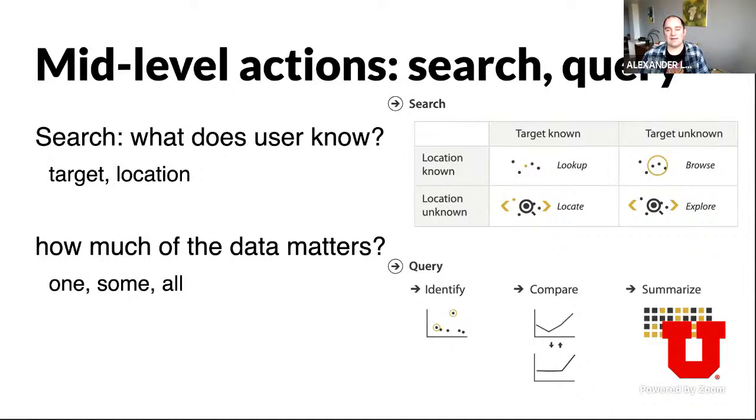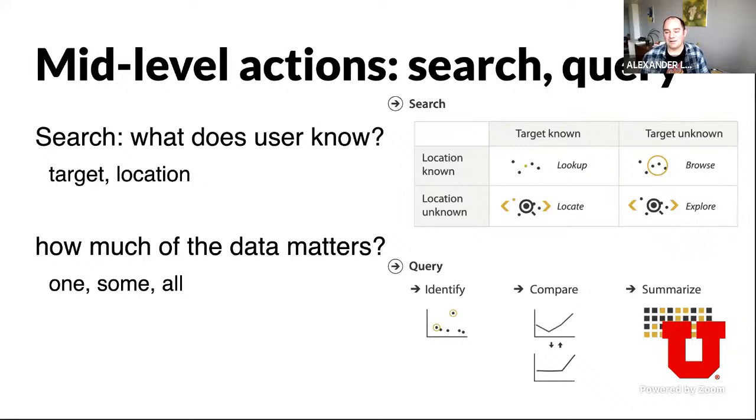On this mid-level, we have the search and query actions. Search is really about wanting to find something, but the approaches are a little bit different based on what we already know about that item. It could be that we are looking for something that we don't know anything about, or we have a vague idea, but we don't know exactly what we want to do, and we don't know exactly where it is. That would be the bottom right bin on the graphic on the right, the explore bin.